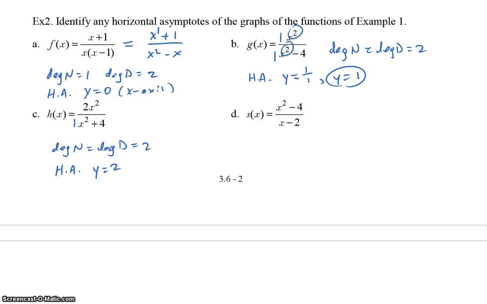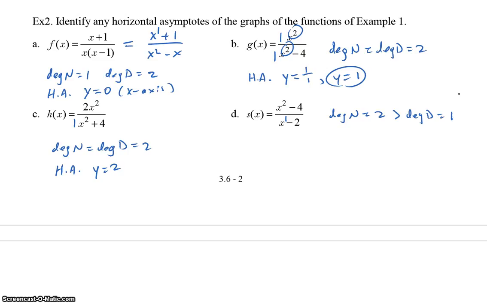Now looking at example 2, part D, s of x equals x squared minus 4 over x minus 2. Again, we compare the degree of the numerator to that of the denominator. Here the degree of the numerator is 2, which is greater than the degree of the denominator, which is 1. When the degree of the numerator is greater than that of the denominator, then we will not obtain a horizontal asymptote. The graph will not have a horizontal asymptote in such a case.